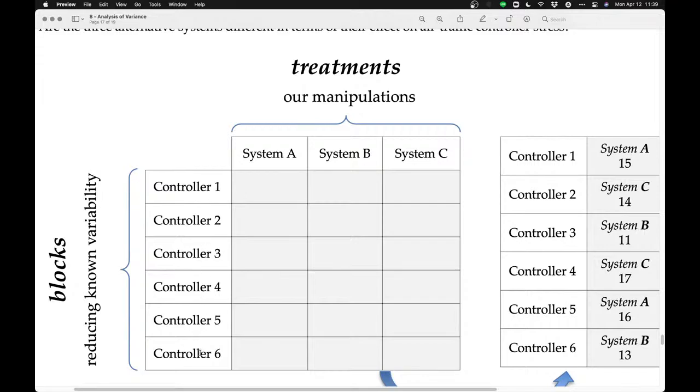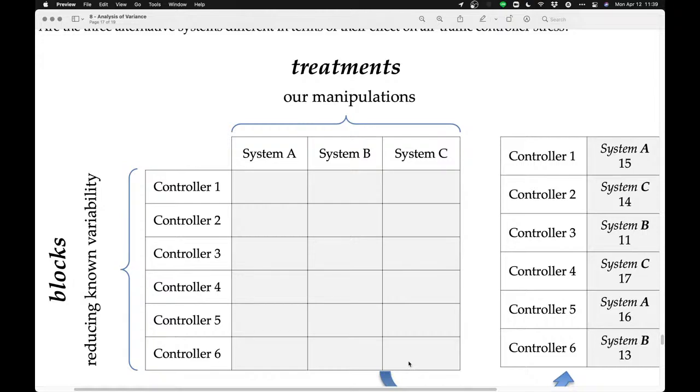We have 6 air traffic controllers, and they will each try the 3 systems A, B, C. All right. So each controller will try A, and then B, and then C. Imagine on the first day, I ask all 6 air traffic controllers to try A, on the second to try B, on the third to try C. Reasonable? Is that reasonable? Unreasonable?